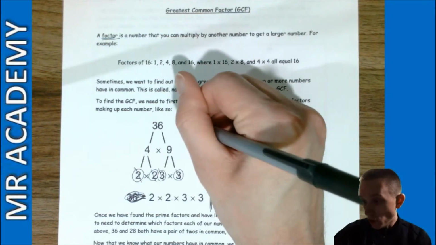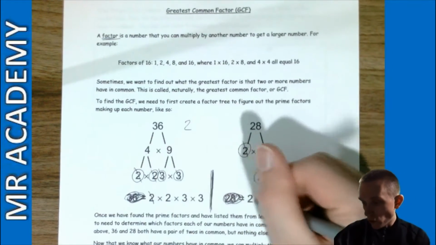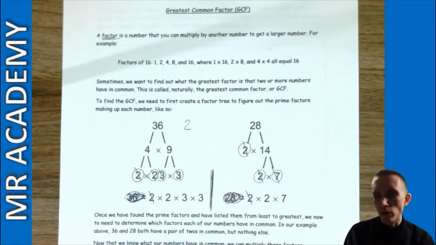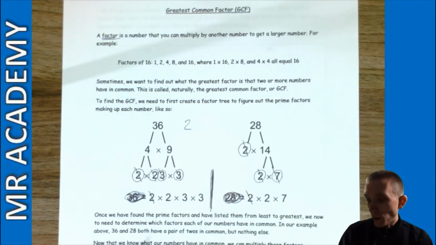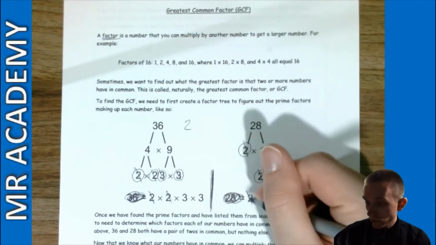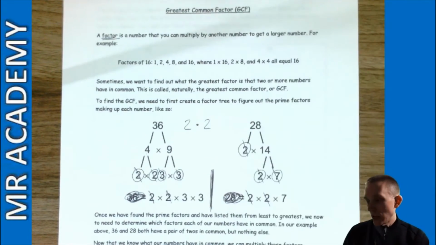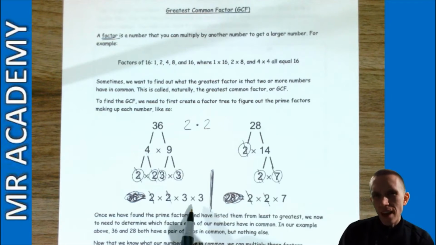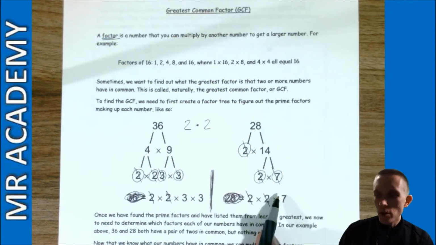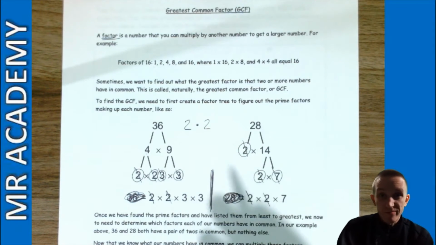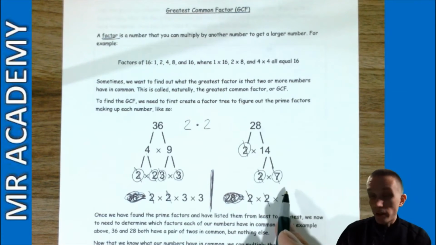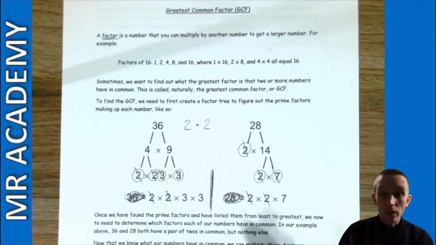So let's put a 2 up here, and we're going to cross off a 2. Make sure we don't use those again. Looks like they both have another 2. Cross those off, and we'll put a times 2. But that's all they have in common. There's no 3 over here. There's 2 3s here, so there's no 3s in common. There's a 7 over here with 28, but there's no 7s over here with 36. So the only two numbers we have are 2 and 2.